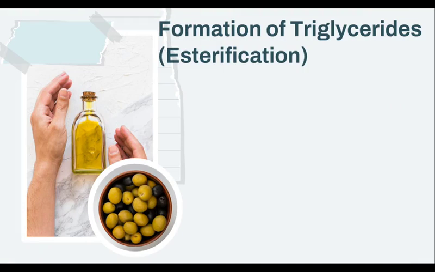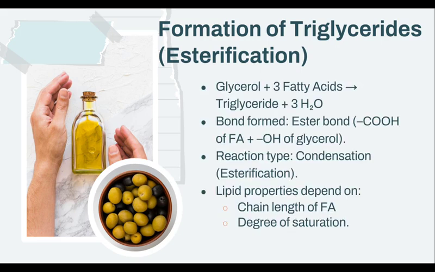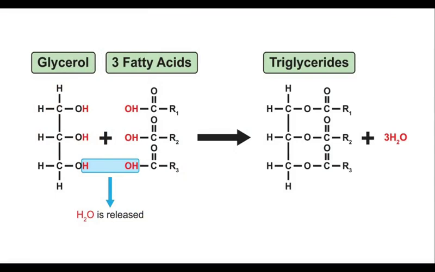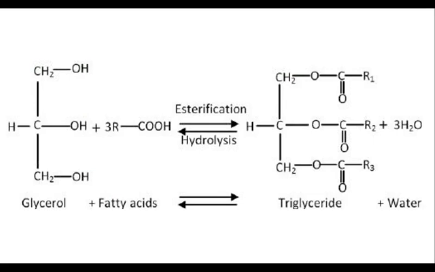The formation of triglyceride is called esterification. When glycerol combines with 3 fatty acids, it forms a triglyceride. The bond formed here is an ester bond, and the reaction type is called condensation or esterification. The lipid properties depend on the chain length of the fatty acid and the degree of saturation. When glycerol combines with 3 fatty acids, water is released and the triglyceride is formed. So the processes here are esterification and hydrolysis.